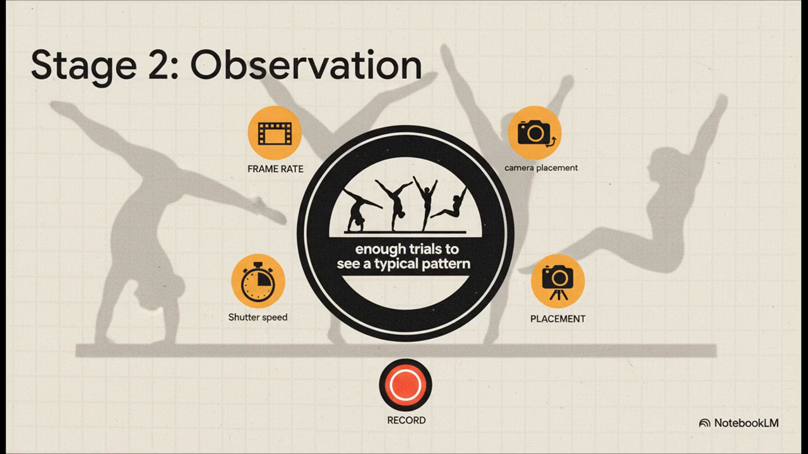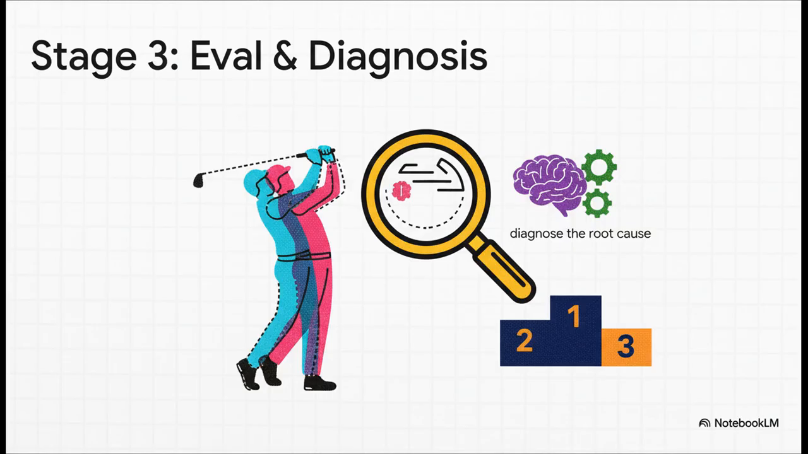Look for the patterns. All right, stage 3. This is where you put on your detective hat. It's evaluation and diagnosis time. You take the video you just shot and you compare it side by side with that ideal model you researched back in the prep stage. You're looking for both the strengths and the errors.